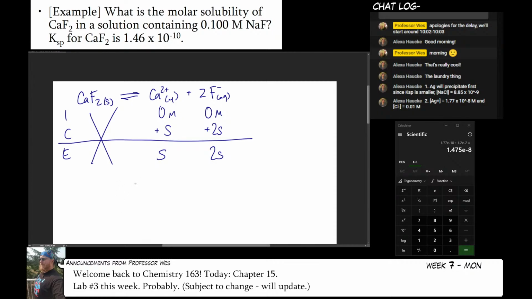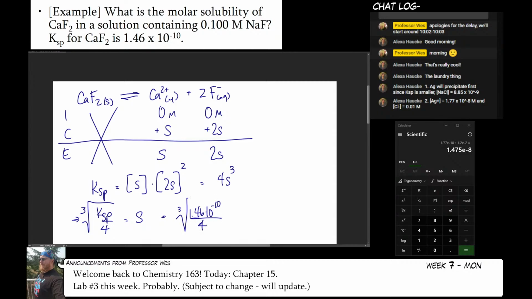So we get that. And then we would say Ksp for this substance would be S times 2S squared, or 4S cubed. And therefore, Ksp over 4, and then the whole thing cube rooted, would be the molar solubility, in other words, how much dissolves. And Ksp is 1.46 times 10 to the minus 10. Divide by 4, and then the whole thing is cube rooted.